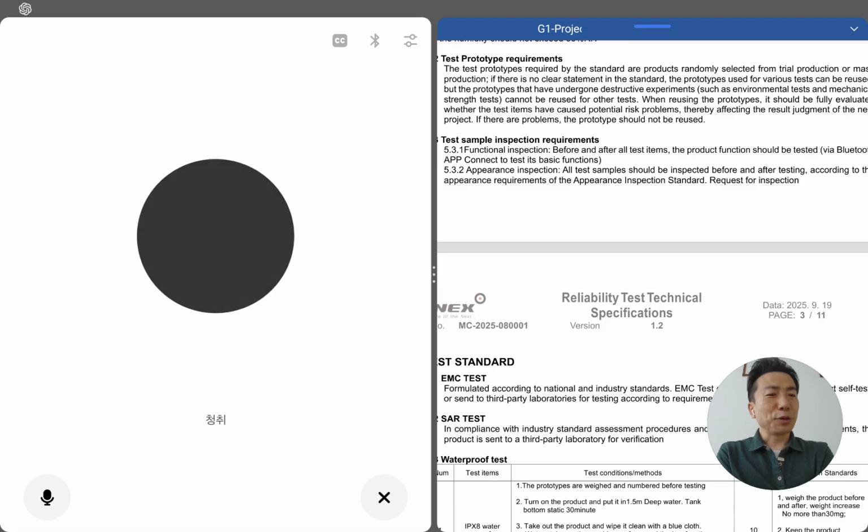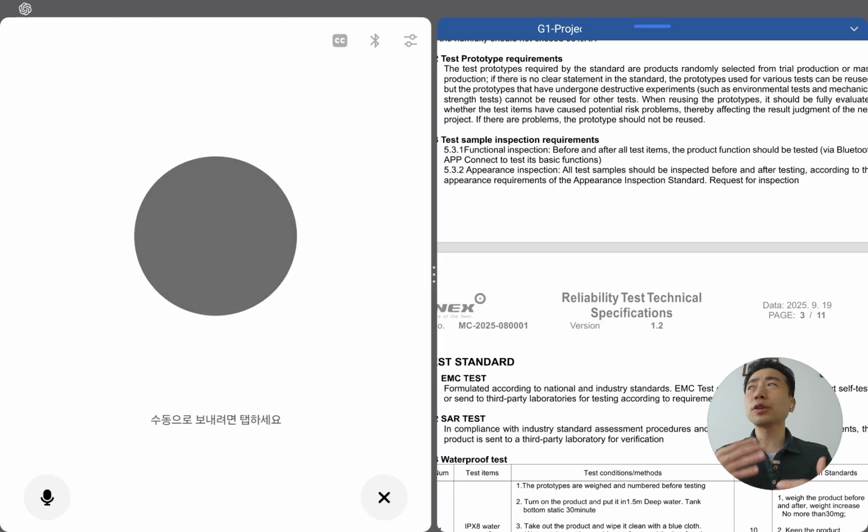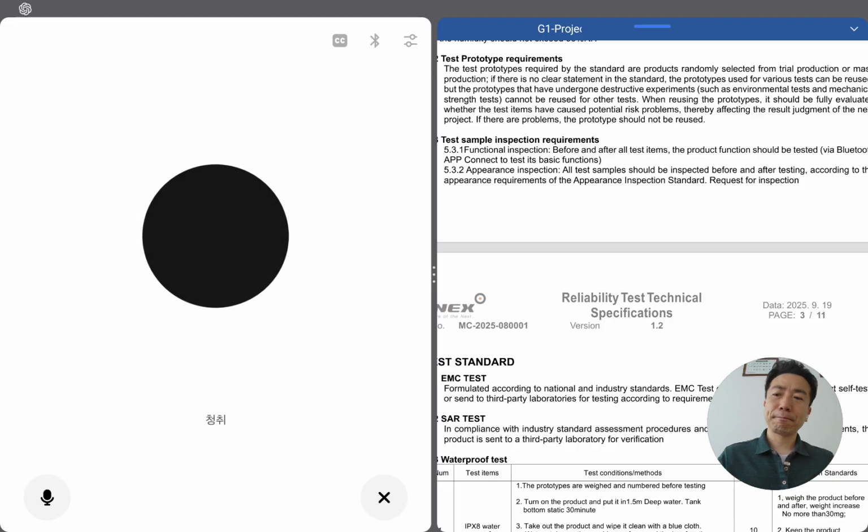GPT, I want you to read this section first, not summarize that.